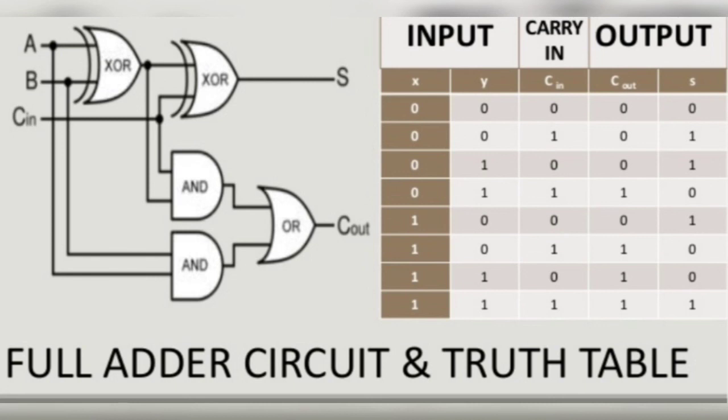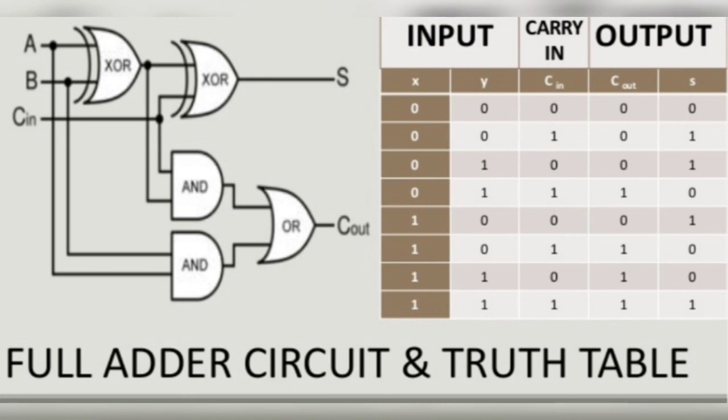Friends, we know that to construct a full adder circuit, we need two half adder circuits. In the full adder circuit, there are three inputs A, B, C in, and there are only two outputs, S and C out. As we can see in the diagram, the inputs are X and Y. We have to take them as A and B and C in.